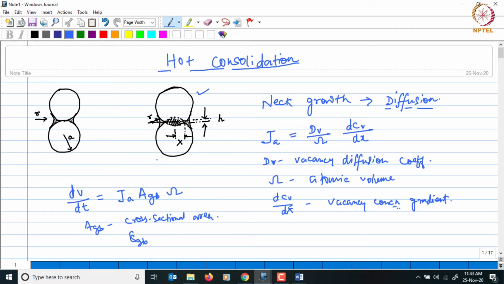So now if you consider this diagram again, the cross-sectional area will be given as 2 pi x delta_GB, where x is the radius of the neck, as you could see from here. So now if we replace J_A over here from this equation, then we would get this expression.